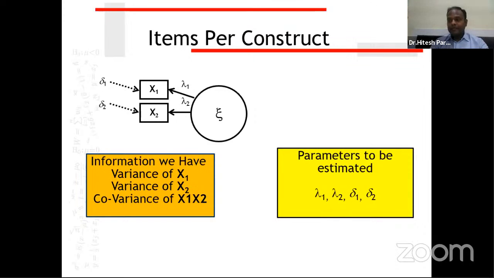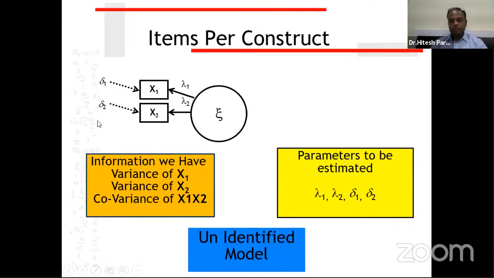So the message that we need to understand is we require more than two items or variables per construct. But more than 2 means how many? So let us add one more item and then check it. So this model will be unidentified. If we have 2 variables only to represent a construct, then it will be unidentified.